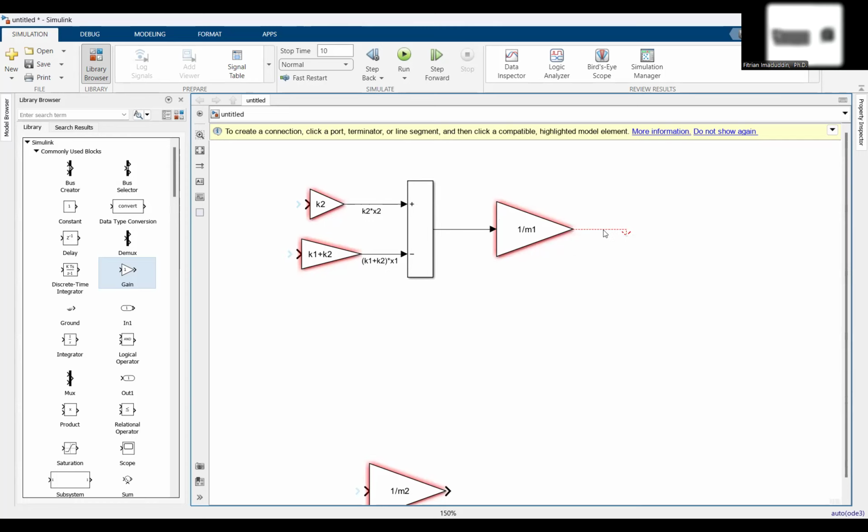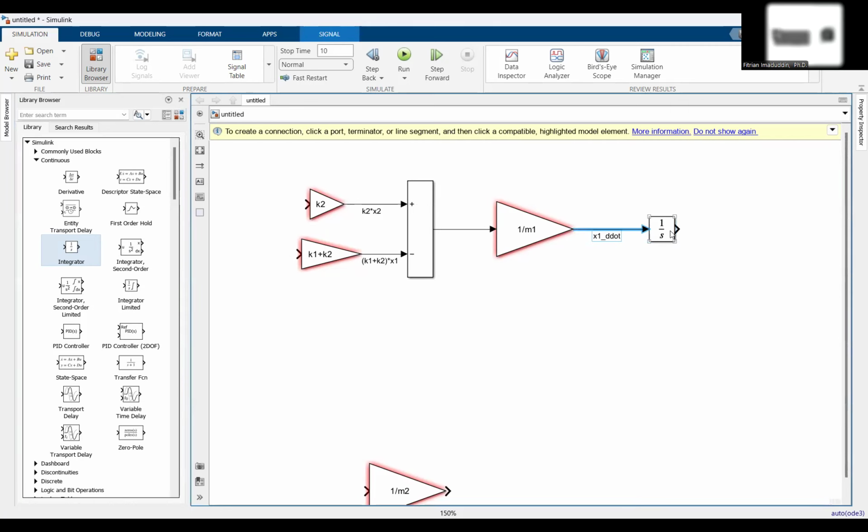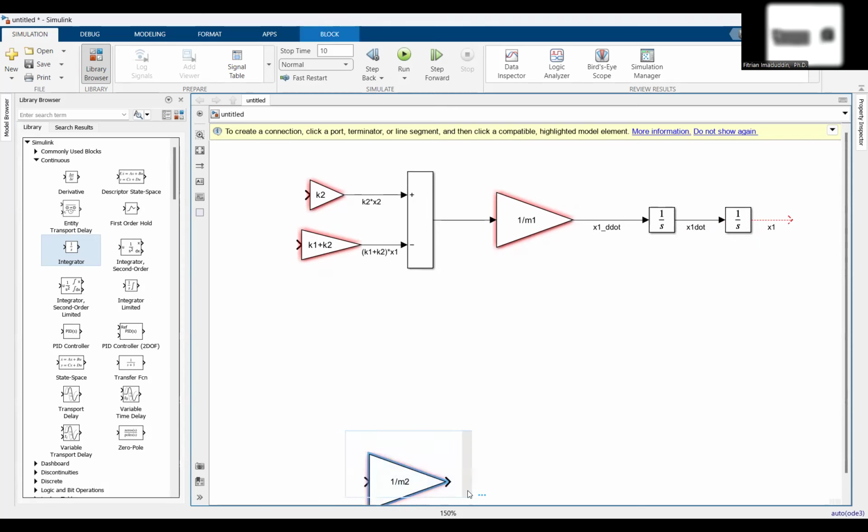What you have here is going to be x1 double dot. If you want to get the x1 dot, you need to integrate one time. This is going to be the x1 dot, and you integrate again, you get x1. So this is the base form of the equation, except you don't have the variable x2 and the variable x1.